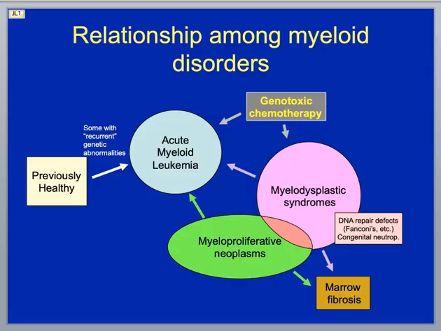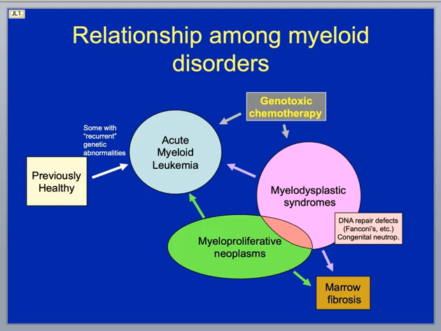Now, this diagram shows the relationship between these three different entities. In most cases, the majority of patients with acute myeloid leukemia have been previously healthy, and they spontaneously develop genetic abnormalities that drive the AML. Now, there are some patients that have undergone some kind of genotoxic chemotherapy, and as I'll mention in an upcoming slide, patients receiving genotoxic chemotherapy are at risk for developing AML as a side effect.